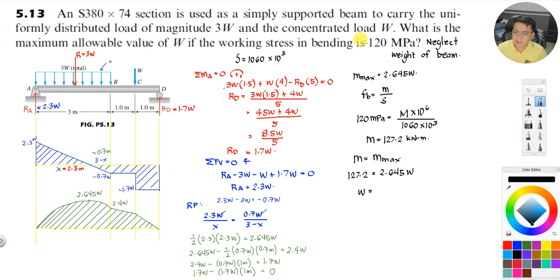What are we looking for? The maximum allowable value of W. So 127.2 divided by 2.645 is equal to 48.09. Again, this is in kilonewton. So this is now the answer for this question. Any questions? If no more questions, I'll give you 5 minutes to copy.